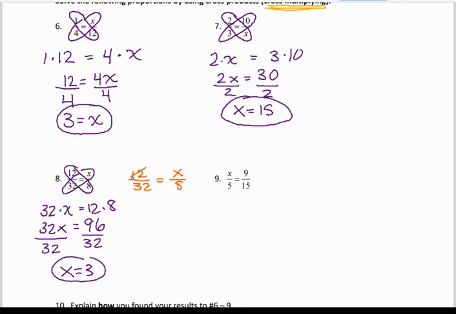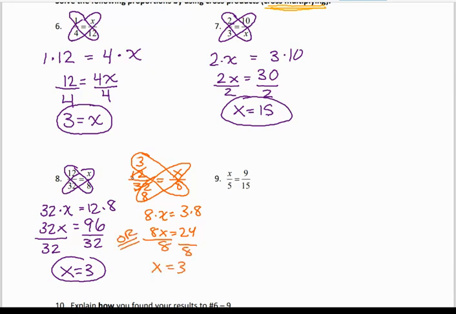If I divide 12 by 4, it gives me a 3. And if I divide 32 by 4, it gives me an 8. Now when I do my cross product, I have 8 times x and 3 times 8. And those are just way smaller numbers now to be working with, and I still get 3. Okay? So either way, if you want to reduce a fraction first, you can.